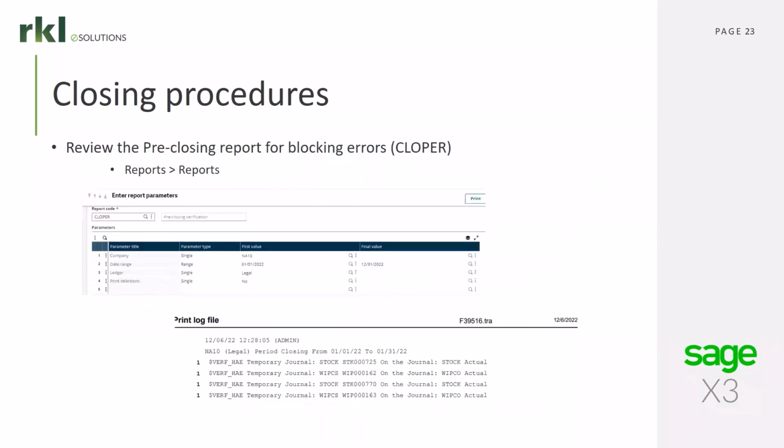You can also run a pre-closing report, which will show you any kind of situations that will prevent you from closing the period. It's called the Clopper report. You can run it for a specific period or for the whole year. I recommend running this report after you've run the final validation, because all your journal entries will show up on the report as temporary. So I would run this after, and this will show anything that hasn't been posted.